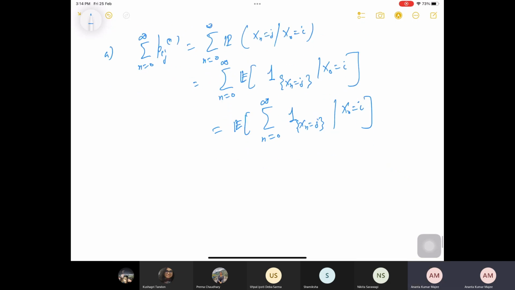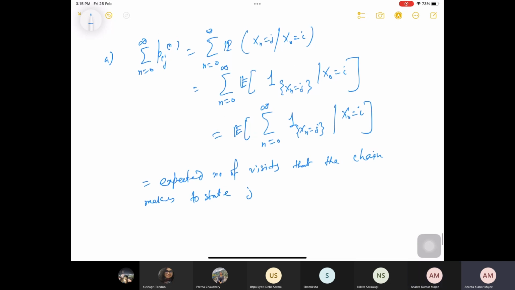Okay. So what is this? Basically this is nothing but the expected number of visits that the chain makes to state j starting at I. The expected number of visits that the chain makes to state j starting from state I.